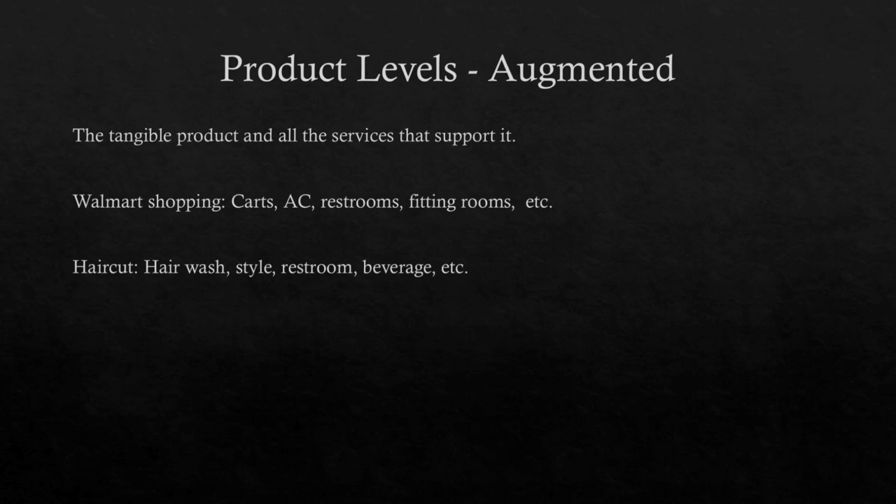The final level is the promised product. The promised product is a characteristic that becomes attached to the product over time. It's the expectation and reputation that builds through repeated experience with a brand or product.